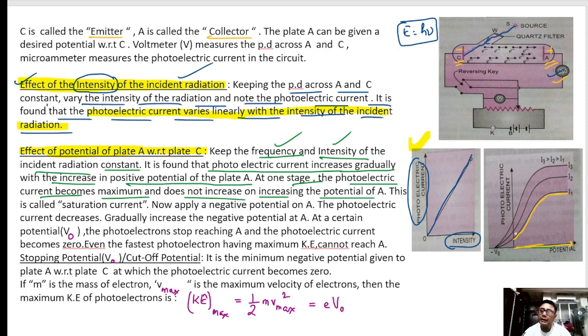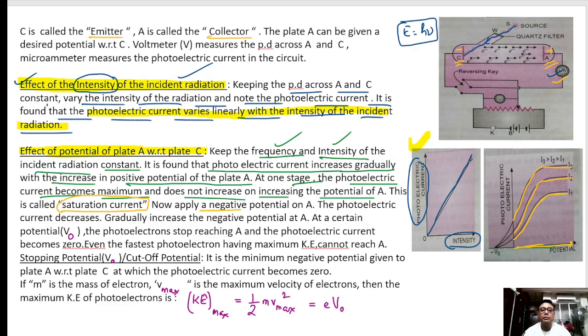If I take a higher intensity, the same thing will happen. As the potential increases, the photoelectric current increases till it becomes saturated. That saturated current is called the saturation current.